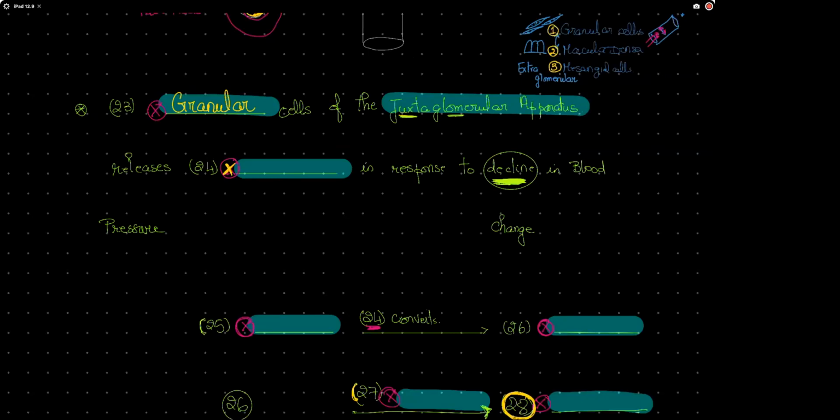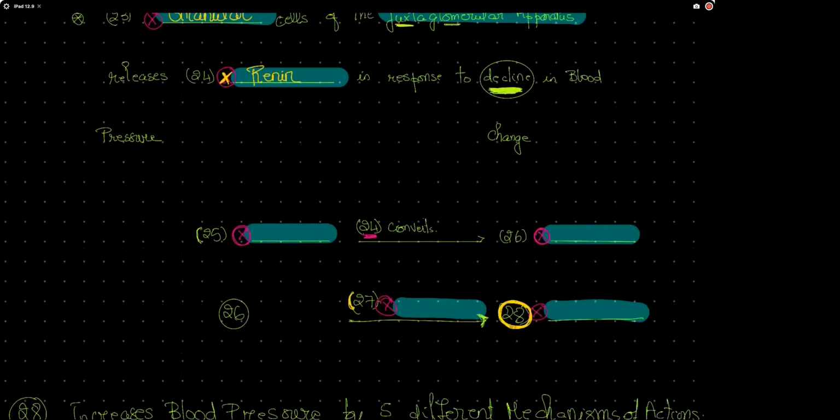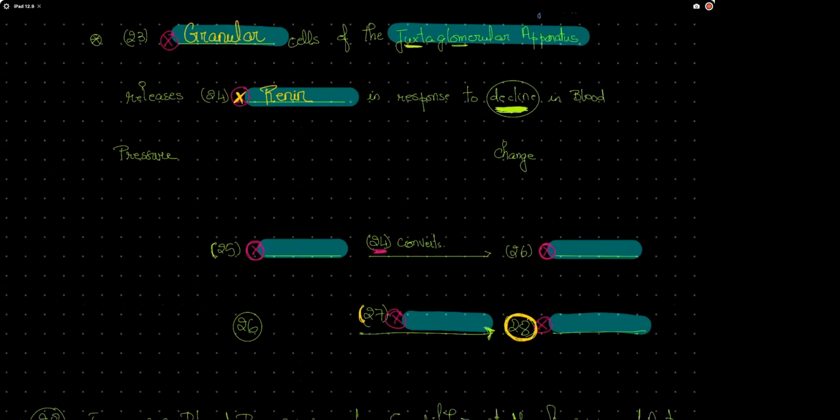And what hormone is stored in the form of cytoplasmic granules and gets released in response to a decline in the blood pressure? What is the hormone that gets released from the granular cells? Exactly. Great. This is the renin. And remember, renin doesn't directly increase the blood pressure. It converts an inactive hormone into a more active form.